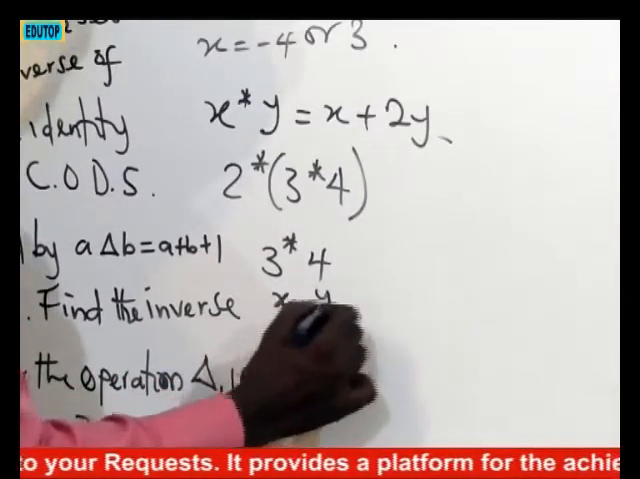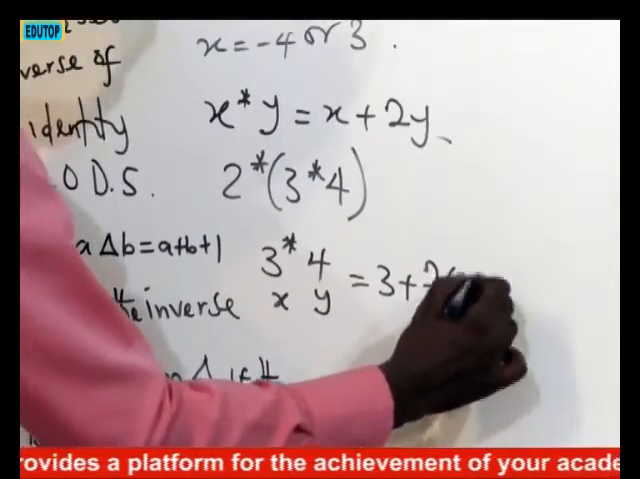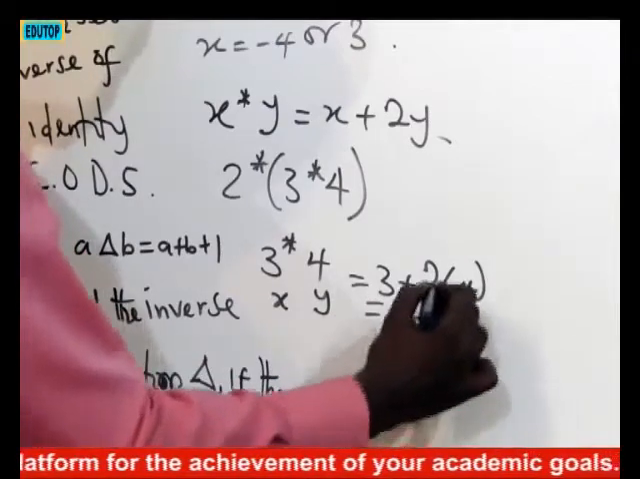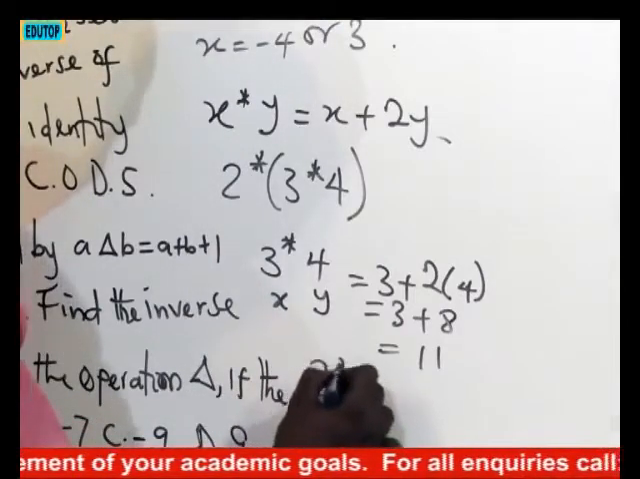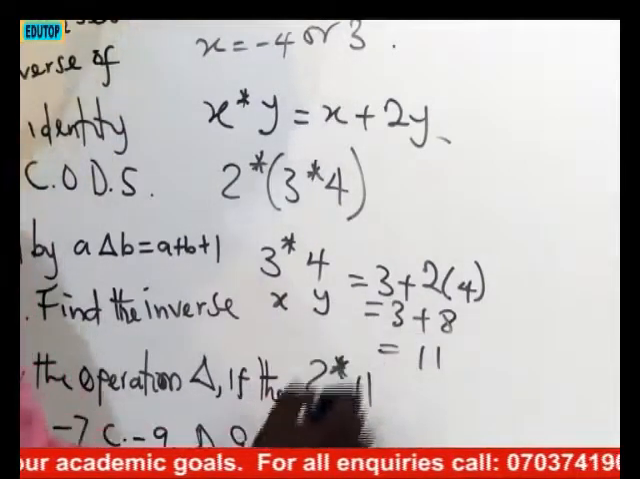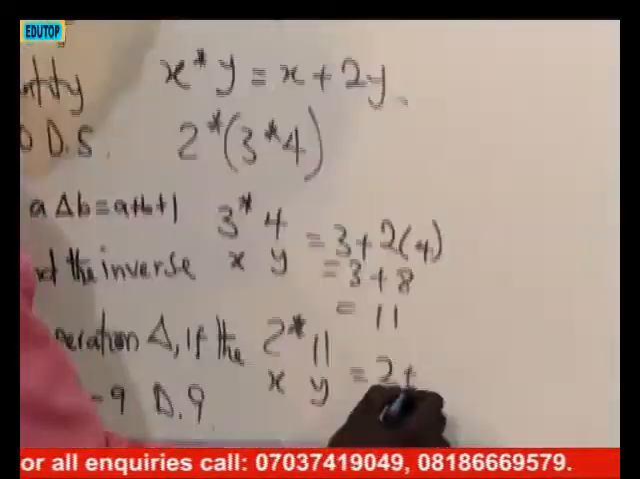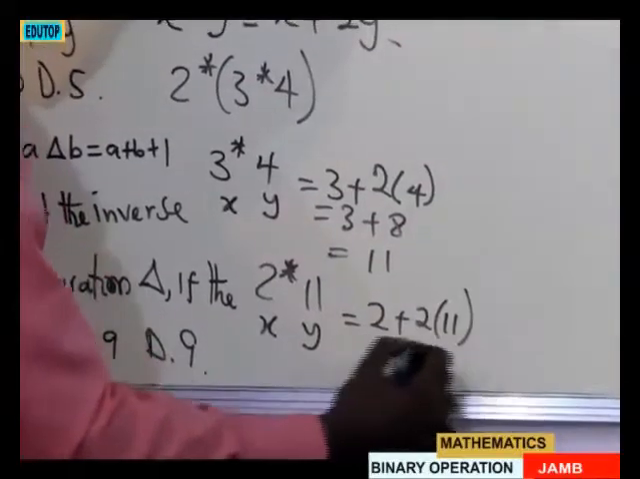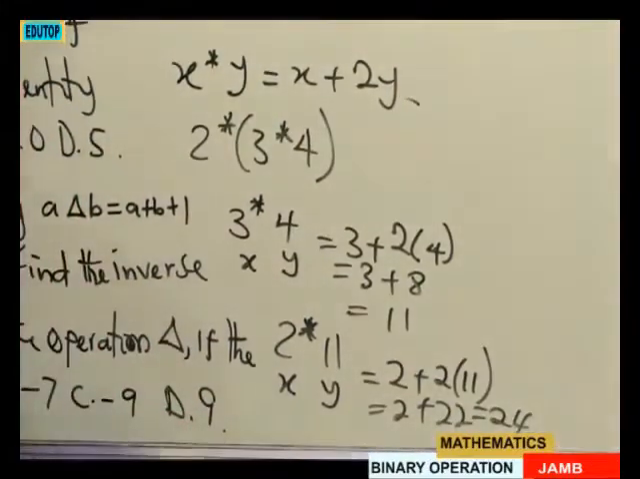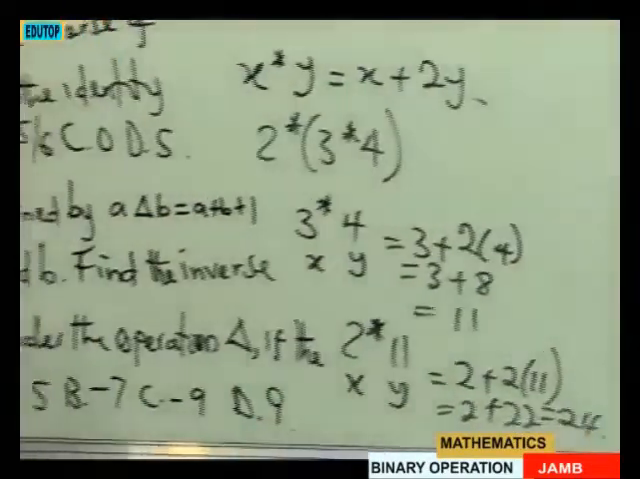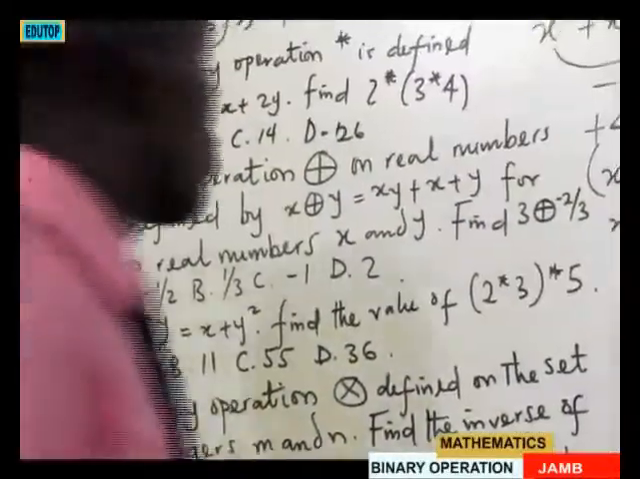If we are solving the one in the bracket, which is 3 star 4, our x will be 3 and our y will be 4. So in this situation, we have our x, 3, plus 2 into our y, 4. That will definitely give us 3 plus 8, that is 11. So we now have 2 star 11. We follow the same trend: x is 2, y is 11. So we have 2 plus 2 into 11, then 2 plus 22, and that is 24. So the answer to that question is 24. We go to our options and see the one that fits in. That's option A. So we move to question 3.